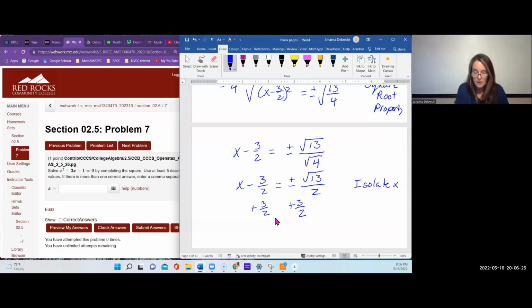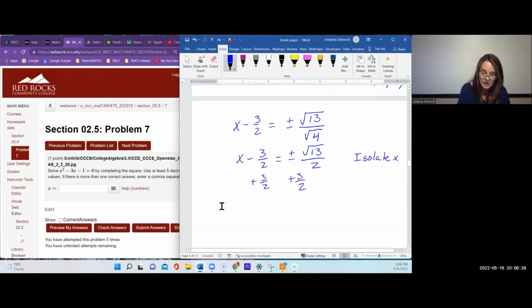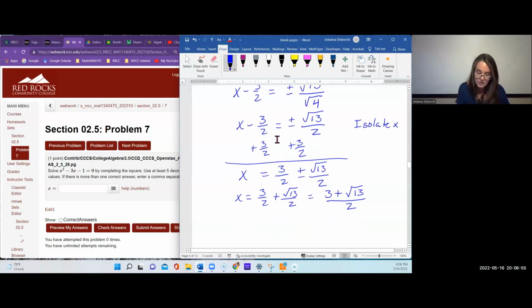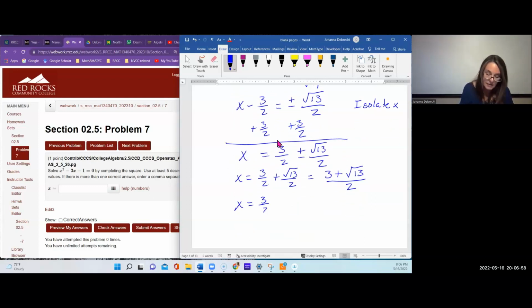Remember that we typically write the rational number first and the number with the radical second. This gives us x equals a positive 3/2 plus or minus the square root of 13 divided by 2. Now, this is actually two numbers. This is x equals 3/2 plus the square root of 13 over 2, which you could also write as a combined fraction, 3 plus the square root of 13 all over 2, and x equals 3/2 minus the square root of 13 over 2, which you can write as a combined fraction with a common denominator, 3 minus the square root of 13 over 2.